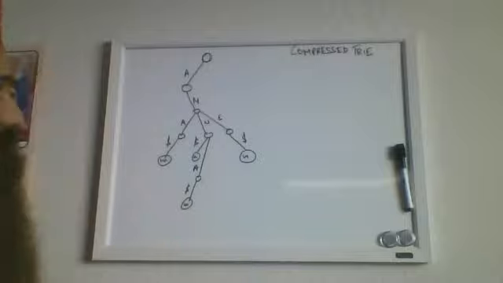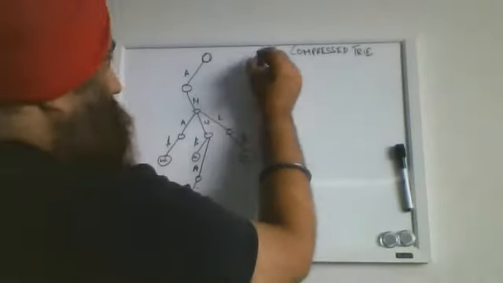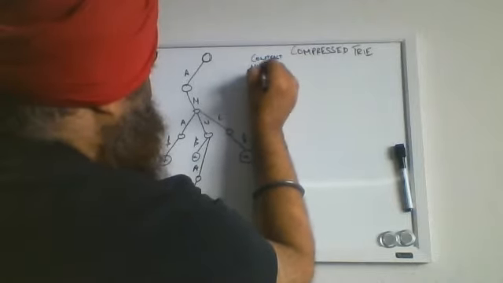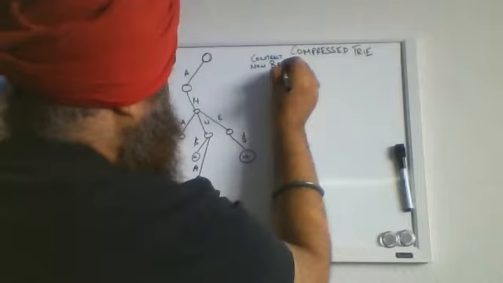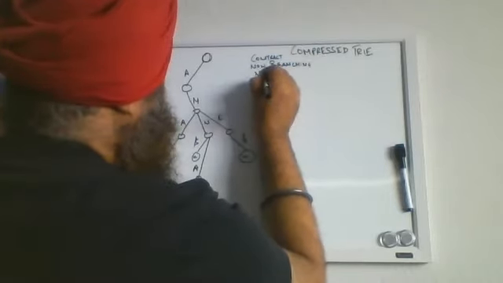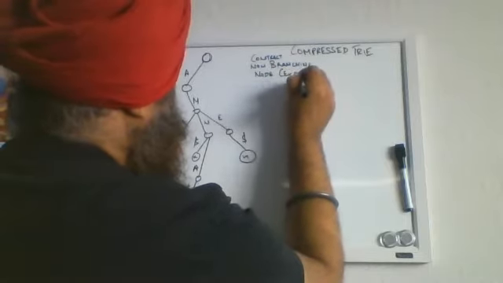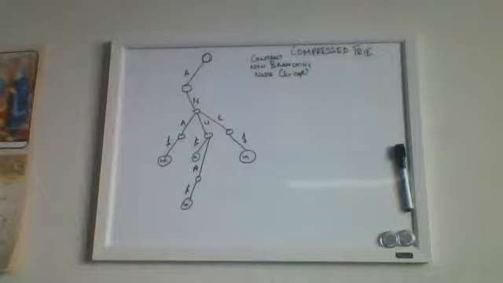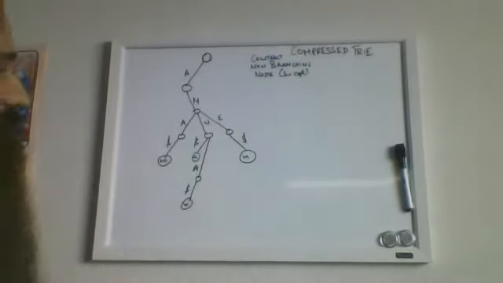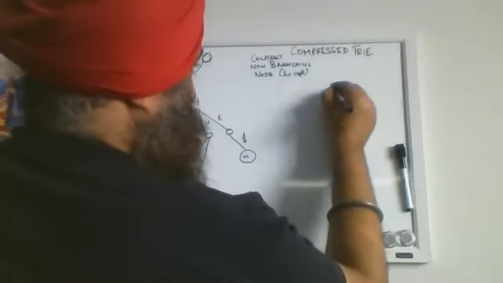Compressed trie is nothing but you contract all non-branching nodes, except the root. What does it mean? It means any internal nodes which have only one child, you collapse it, you contract it with the previous one. Let's start from the root.